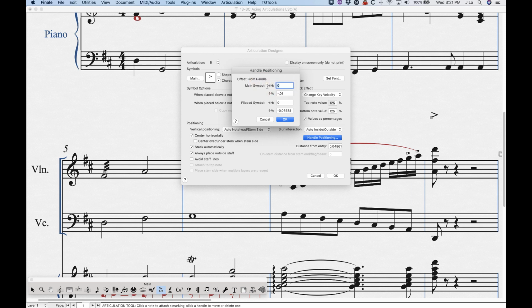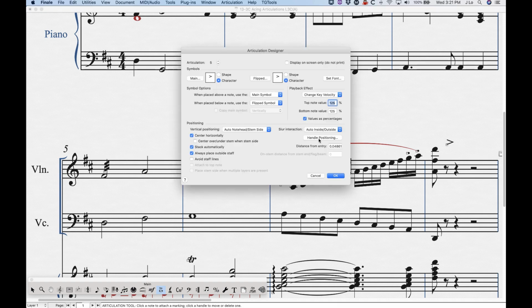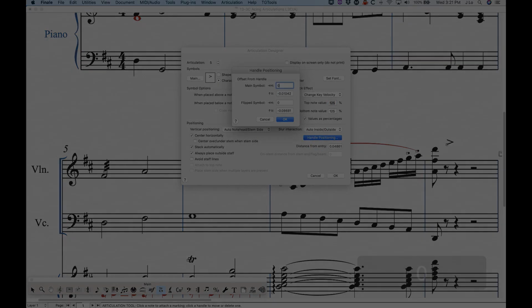And same thing with the horizontal. This could be handy if you're using a character from a font that may be unique. Maybe the rectangle is not exactly where it should be, and it's not quite centering on the note head. You might need to make some fine adjustments to this horizontal value. Okay, so in this case, we could say 0.3, and you'll watch that accent go way to the right, right? So that's sort of what that does.